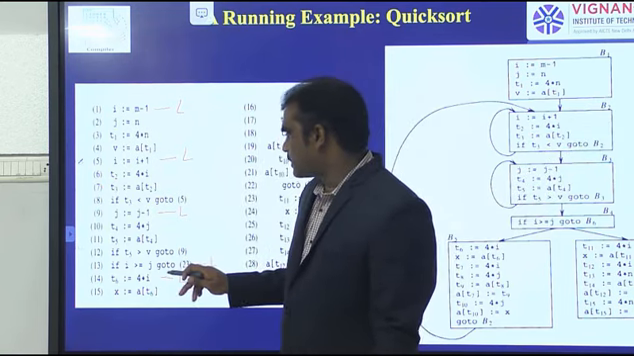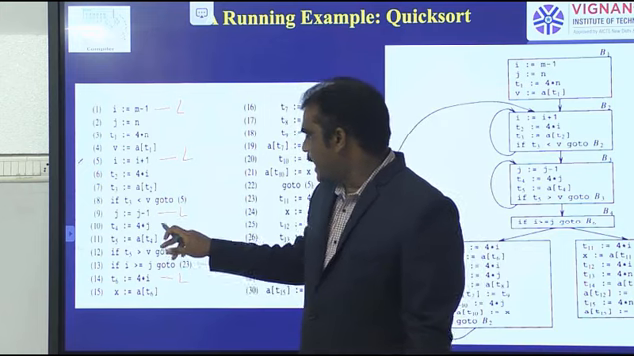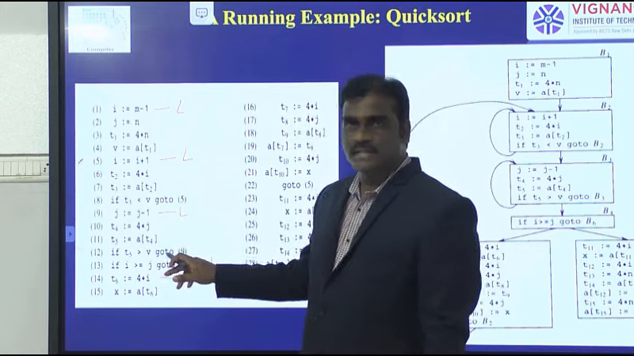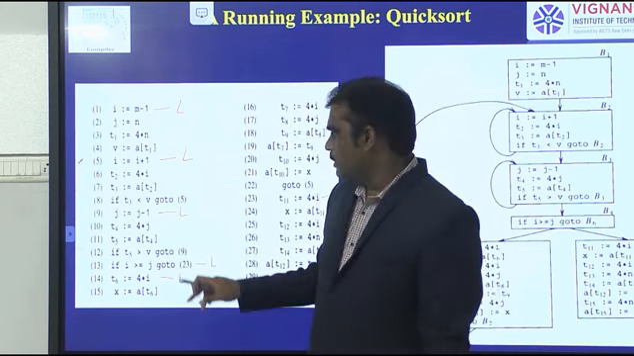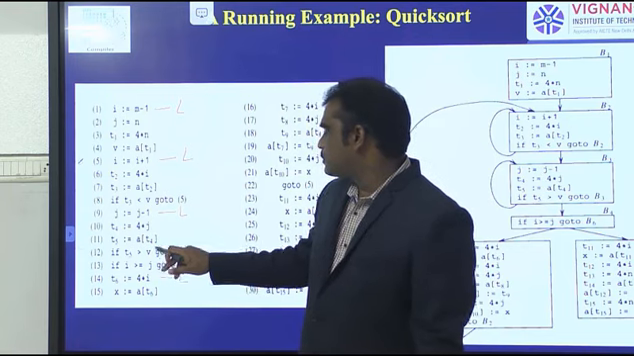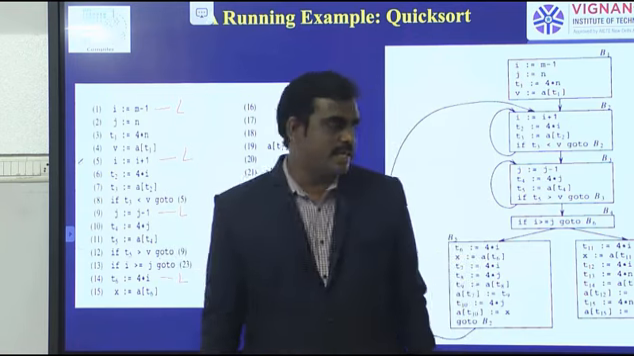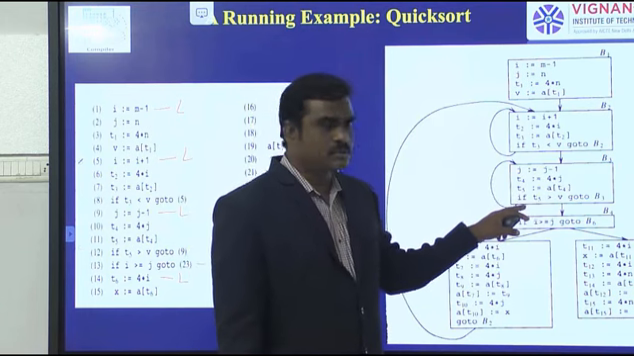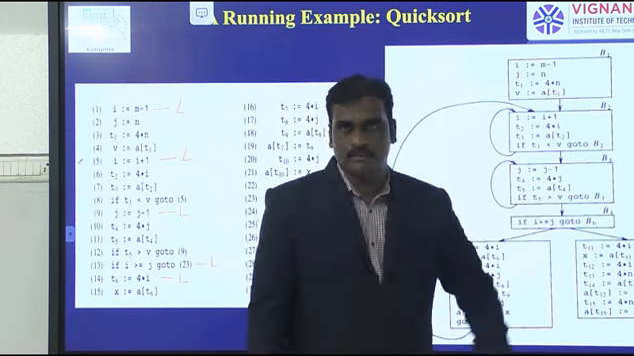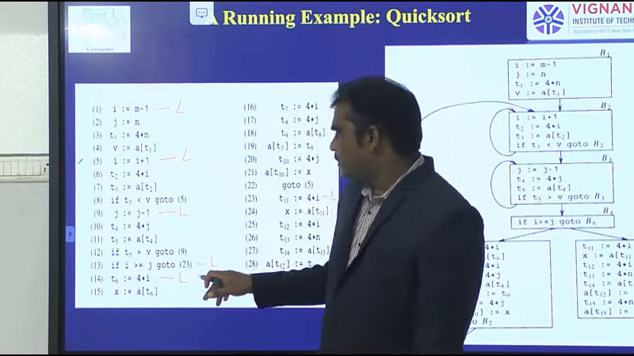Next one, what is block 3? 9 to 12, because the 13th one is a leader. So the 9th to 12th statements become a block. So 9 to 12, this is block 3. And what is block 4?